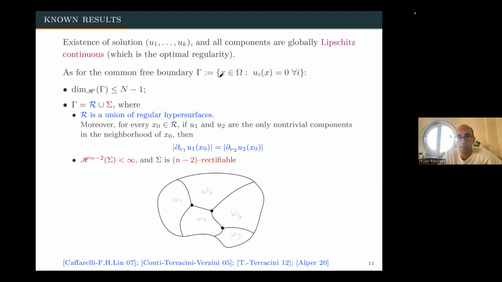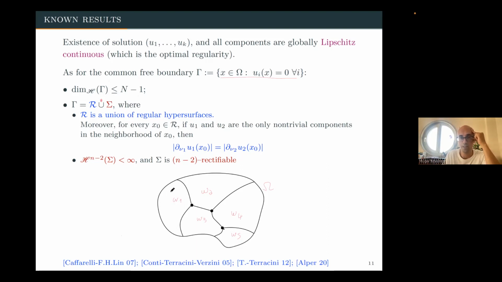So let's call the free boundary the set where everything is 0. And this has dimension at most n-1. Actually, it's n-1. And you can split it in two parts. So in blue, it's the regular part. So it's a union of regular hypersurfaces. Look at the picture here. And outside, it's what is fixed, the omega. And you have a free boundary condition. So I mentioned a free boundary condition before. Let me explain what it is again.